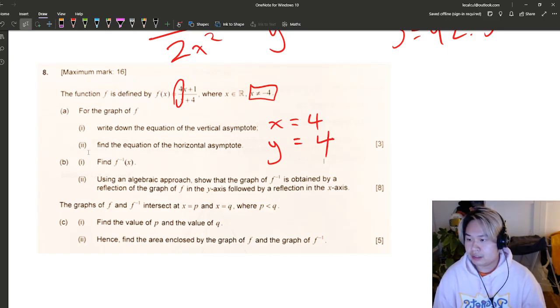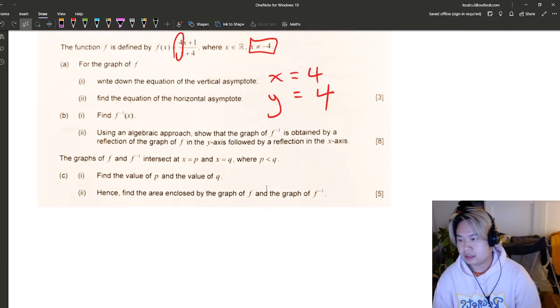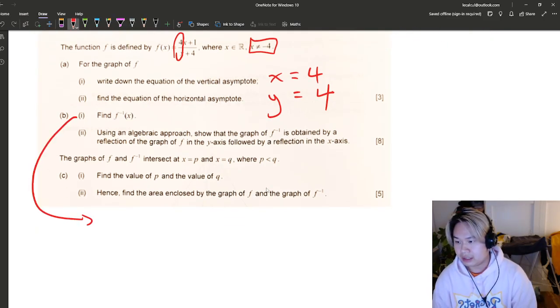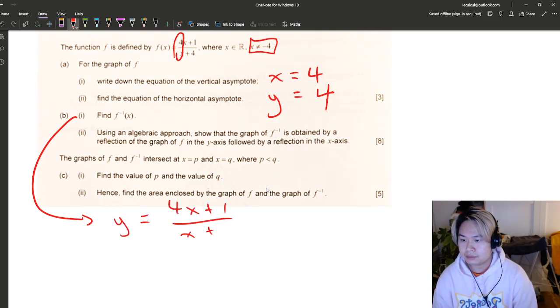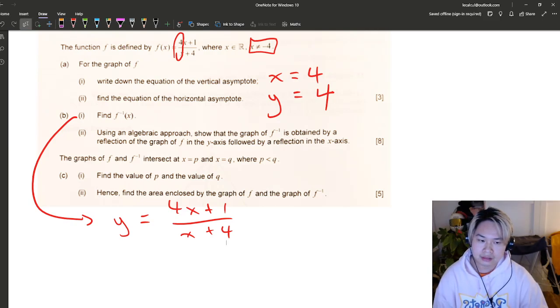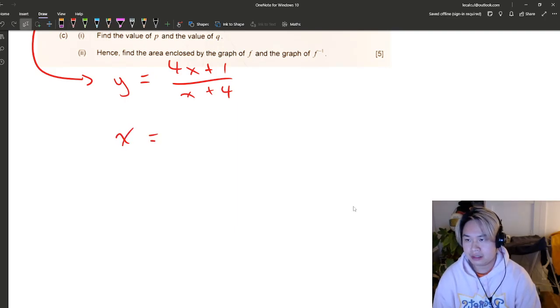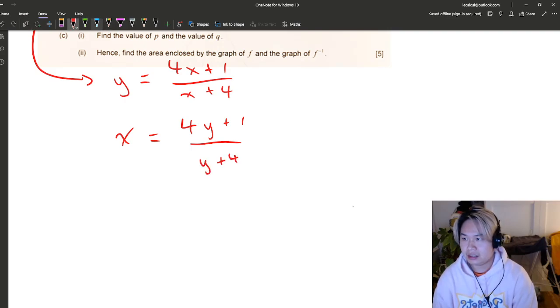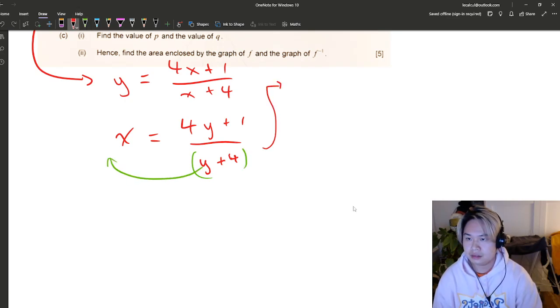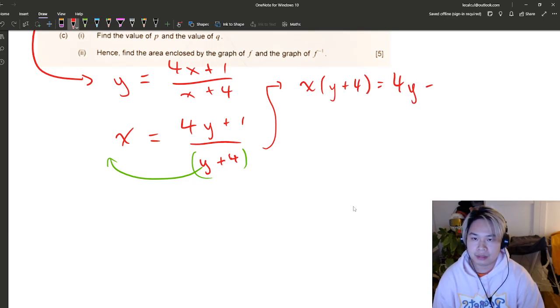Okay, then we are going to find the inverse. So it's a pretty typical inverse question. You can set the whole function equal to y, and then we go through the algebraic process. So you switch x and y. This is usually worth 1 mark. And then basically we multiply this over to the other side. So you'll get x times y plus 4 is equal to 4y plus 1.